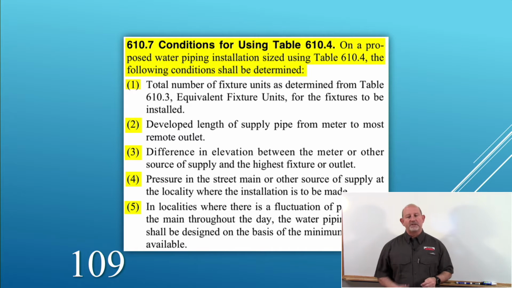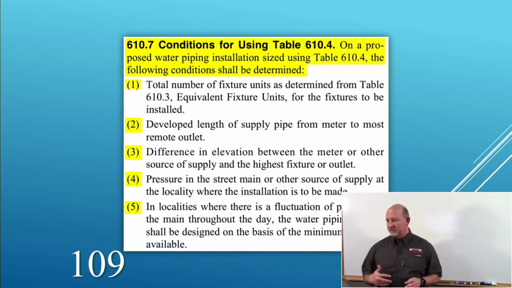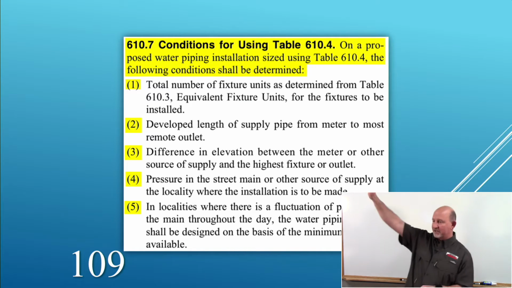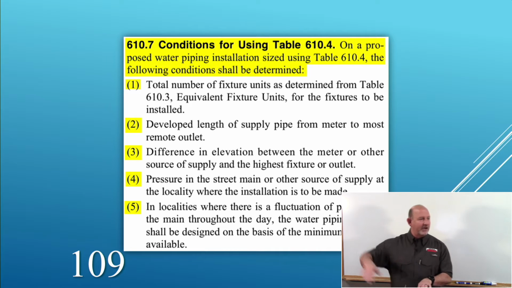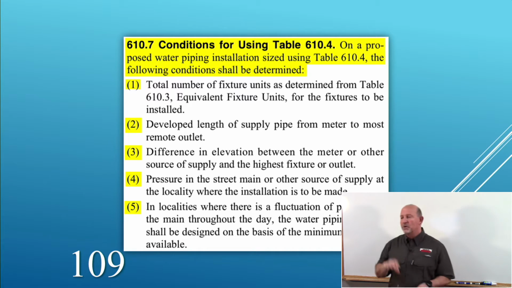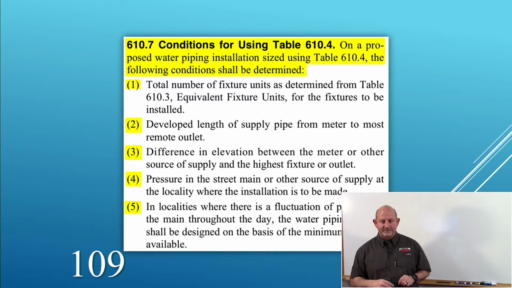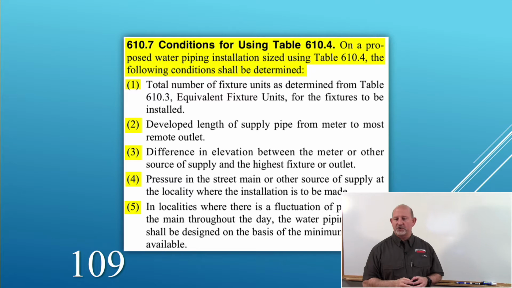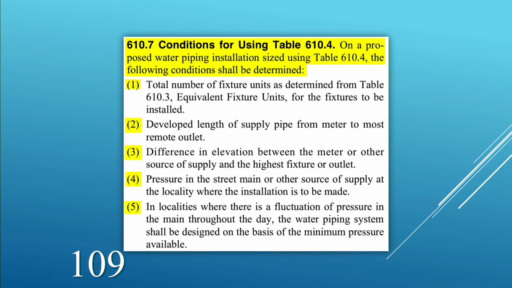Number 3, difference in elevation between the meter or the other source of supply and the highest fixture or outlet. So again, this is your worst elevation. So from the meter to the highest fixture. Do you agree if my meter is setting here, my highest fixture is up here, I'm going to lose water pressure as I'm pushing that water uphill, right? So the highest fixture, right? That's your 4th worst. Number 4, pressure in the street, main, or the source of supply at the locality where the installation be made. This isn't the worst yet.